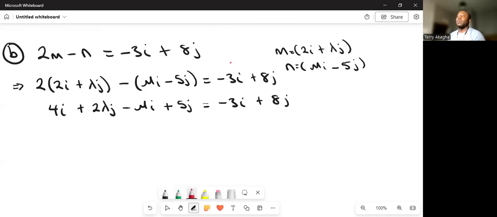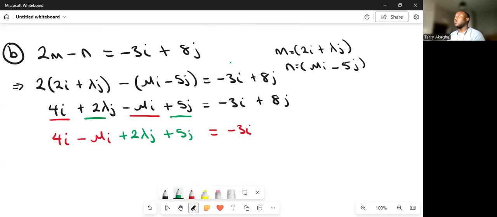So the same thing, we're going to bring all the i's together. So we're going to have 4i minus mu i, okay? And we're going to bring all the j's together. So this is the same thing as minus 3i. So the j's now we have is 2 and 5. So it's going to be plus 2 lambda j, right? Plus 5j, and we're going to have it at 8j as well. Are you seeing it?